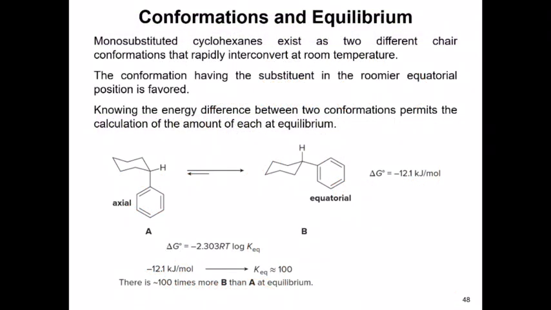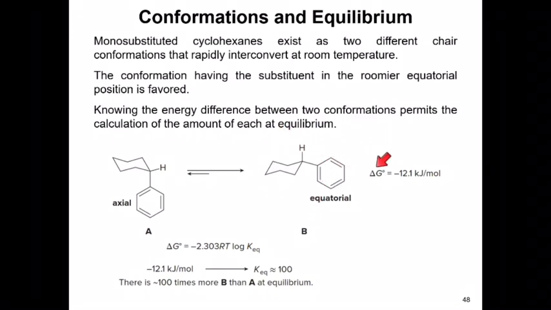So we can also use this Gibbs free energy concept in conformations. So here we have phenylcyclohexane, and these are the two chair conformations of phenylcyclohexane. So we have chair conformation A and chair conformation B. You can see that B here is the favored one because the substituent is in the equatorial position. This is more favored than if the phenyl was in the axial position, because in the axial position you have 1,3-diaxial interactions, which makes this less stable than chair conformation B.